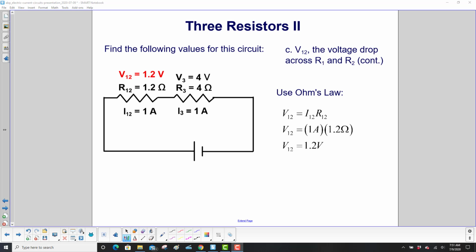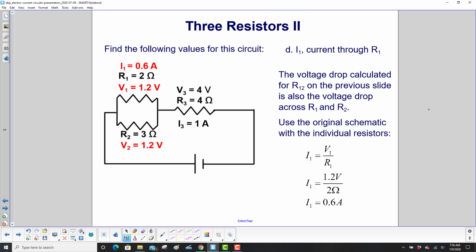Once again, we use Ohm's law. The voltage is I times R. We have the current going through this equivalent resistance, and of course, it's the exact same current that's going through R3 because they're in series. So we have 1 amp times 1.2 ohms, and we have a 1.2 volt drop. And we label our diagram.